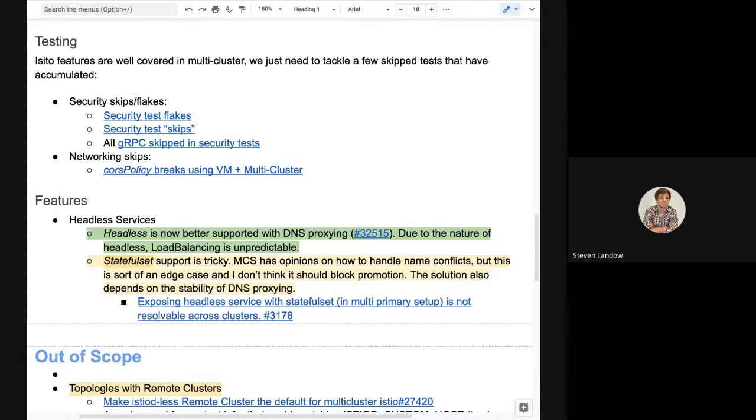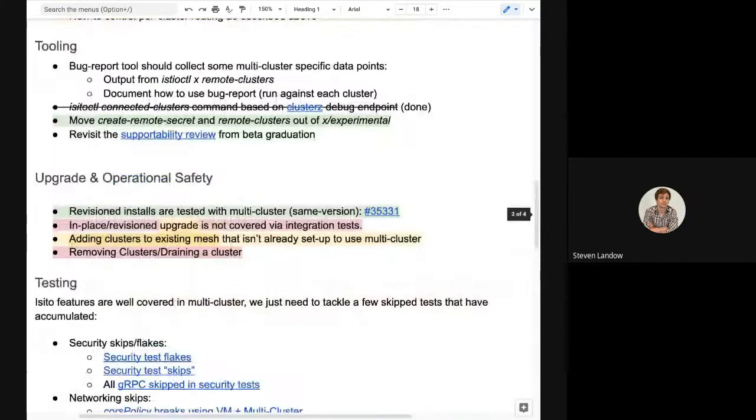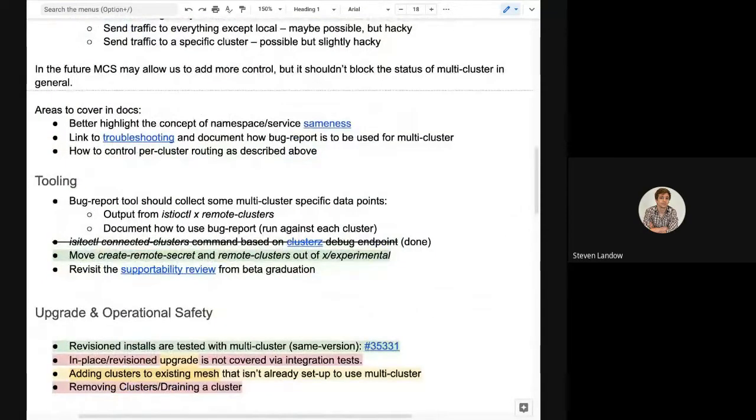I think I described that towards the top of this. So I just want to add a document for that, and also document things like our stateful set and headless support, because it confuses people a little bit. And then the last thing is probably documenting how to use the bug report tool with multi-cluster. Some people do it right, and some people just assume to do it once. That's just a single line item to say, hey, you need to run this against each cluster.